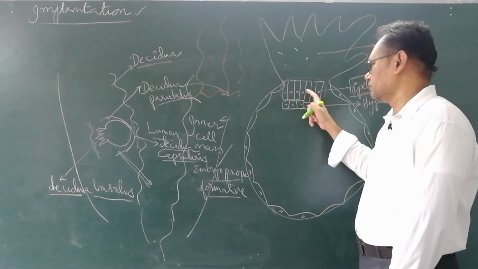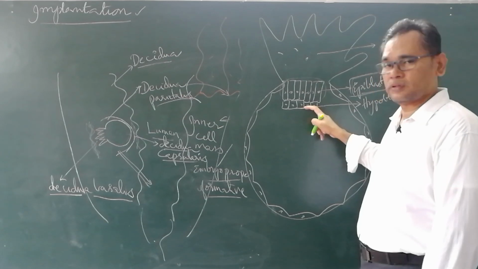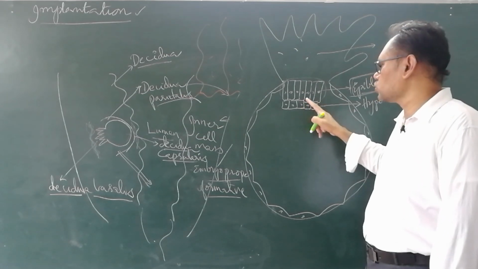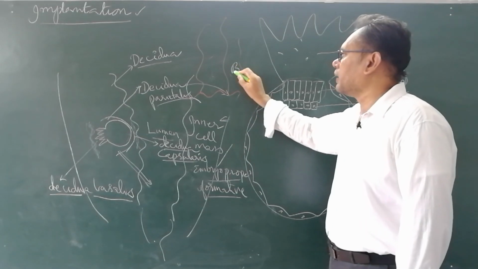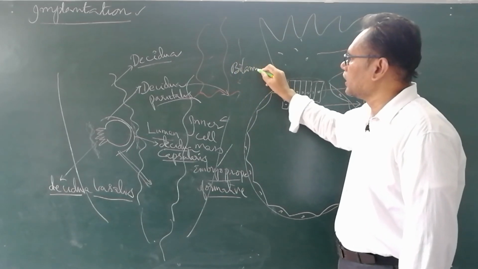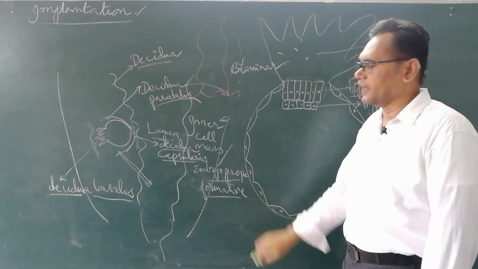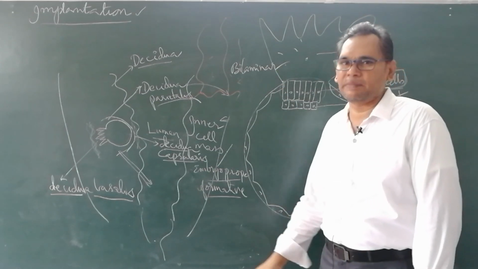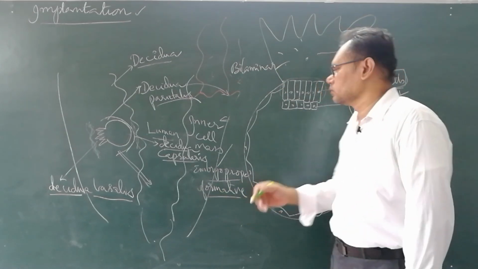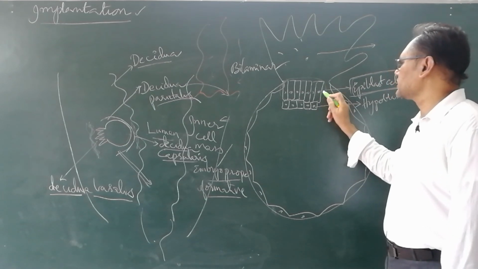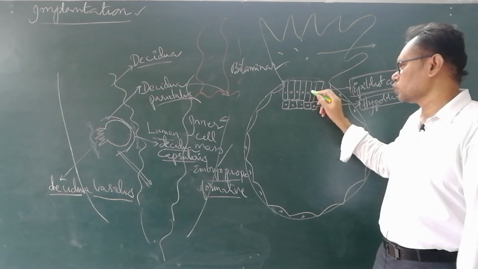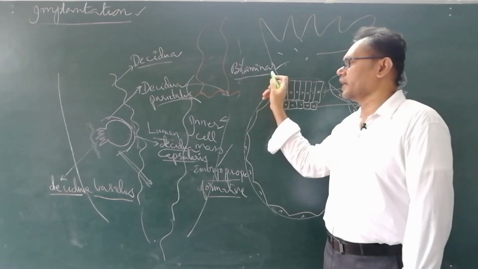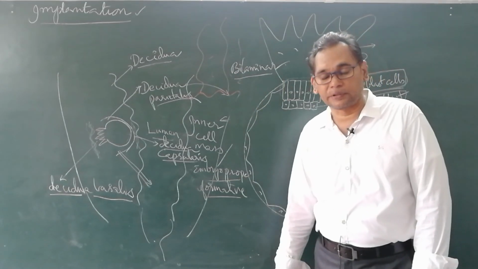Now, this embryo at this stage of development is what we call a bilaminar embryo. Bilaminar: bi means 2, lamina means layers, two layered. What are the 2 layers? Epiblast is the upper layer, hypoblast is the lower layer. These 2 layers are present, hence this embryo is called a bilaminar embryo.